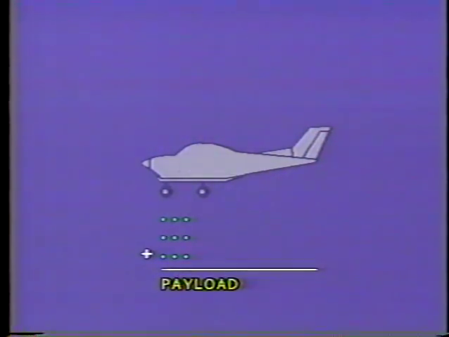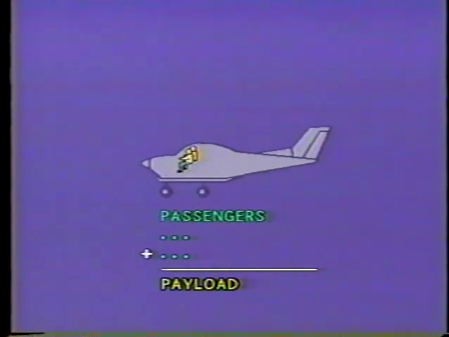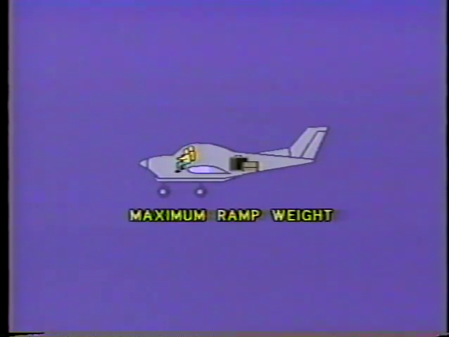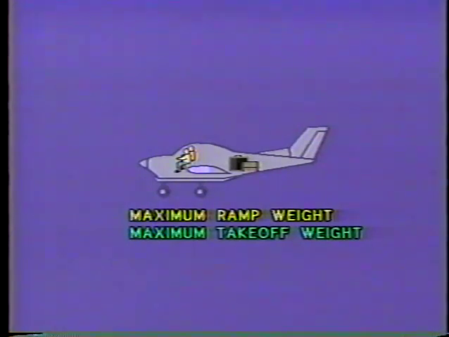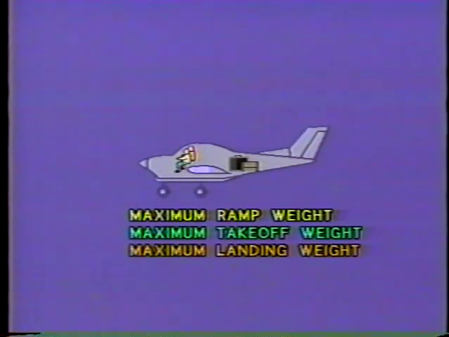Payload includes the weight of the passengers, cargo, and baggage. Maximum ramp weight is the maximum weight approved by the manufacturer for ground maneuvering. Maximum takeoff weight is the maximum weight approved for the start of the takeoff run. Maximum landing weight is the maximum weight approved for the landing touchdown.